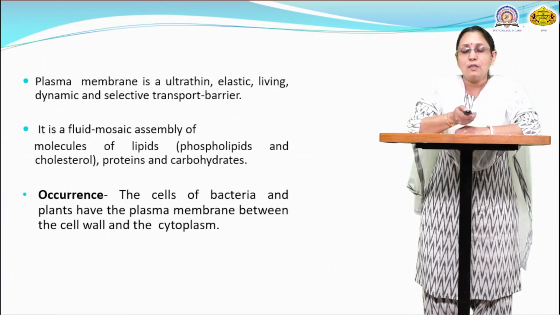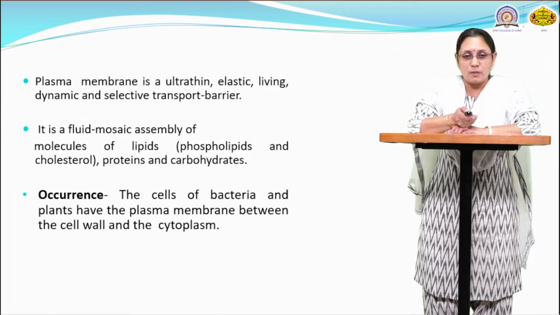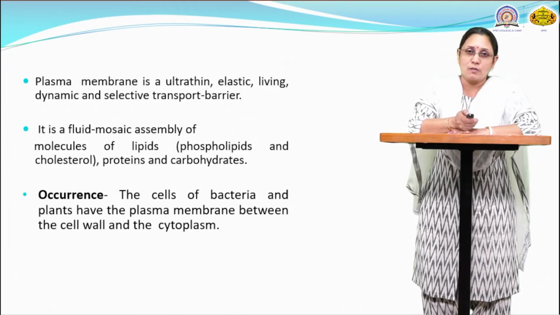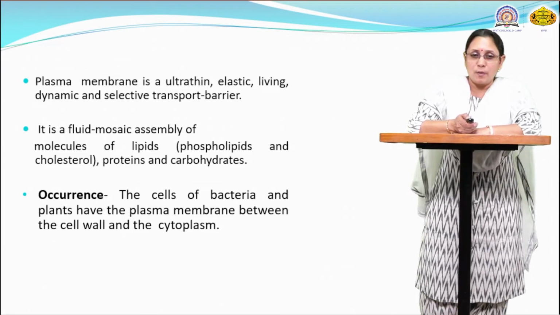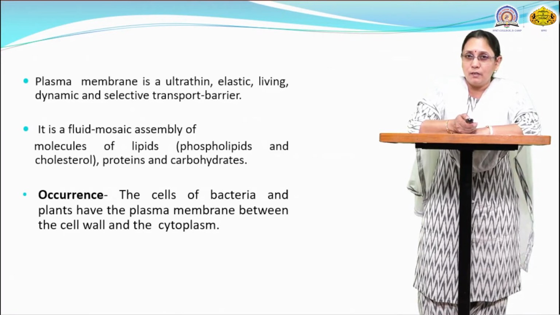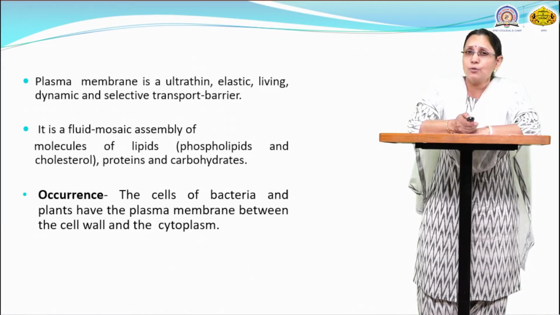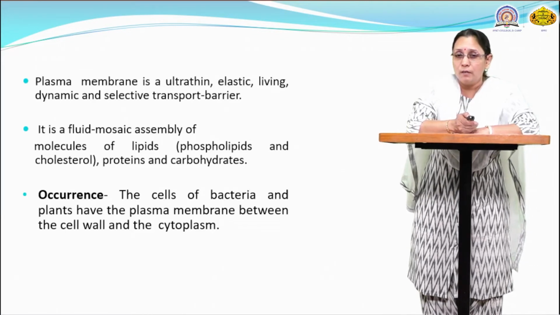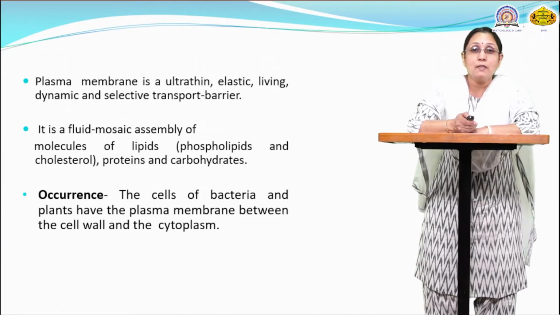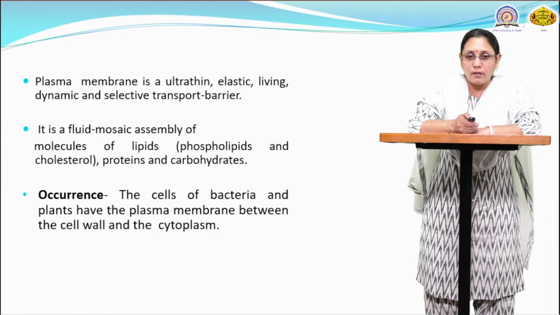So here you can see some features related to this plasma membrane. What are the features? Basically it is an ultra thin and elastic, living, dynamic and selective transport barrier. As per the transportation mechanism, it is able to change itself. That's why it is called a dynamic structure. If you're talking about in vivo condition, it shows elasticity, it is very thin, and finally we can say it's a selective transport barrier.